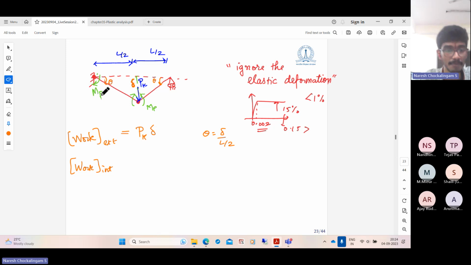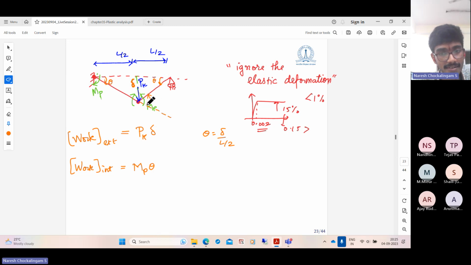Here there is a moment, MP, that will do a work of how much? MP and theta are in the same direction, so it will do a work of MP times theta. Here, this MP, so if there has not been a plastic hinge, the beam will be straight. And the beam has rotated by some angle. What is this angle? Can you quickly tell what is this angle? This is theta. This is theta.